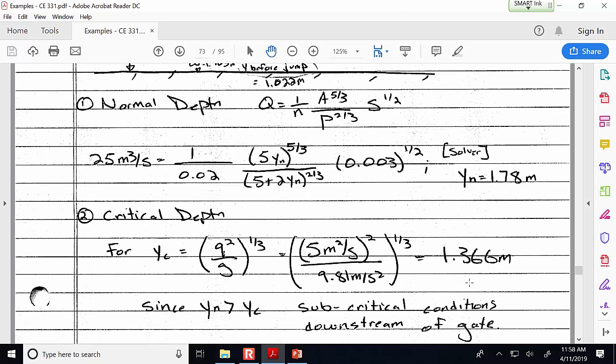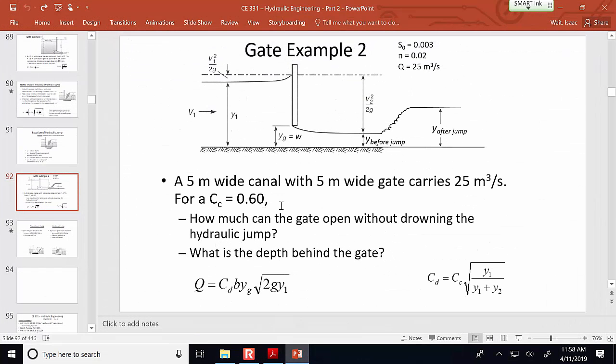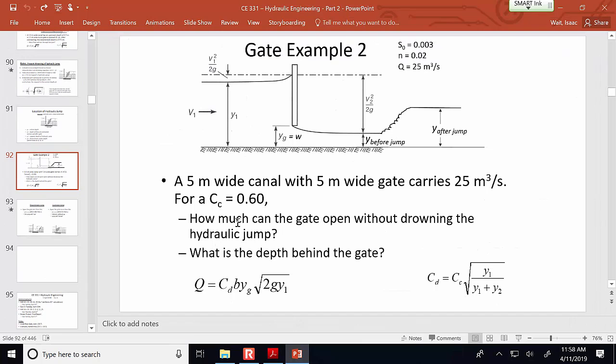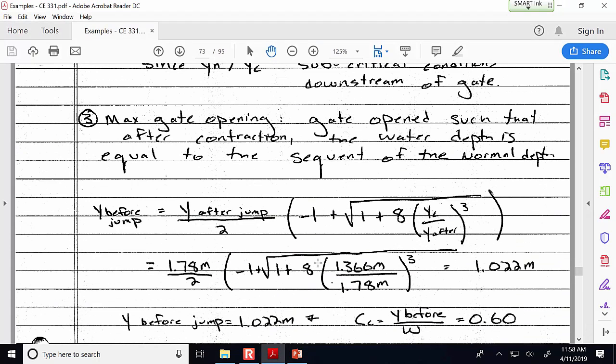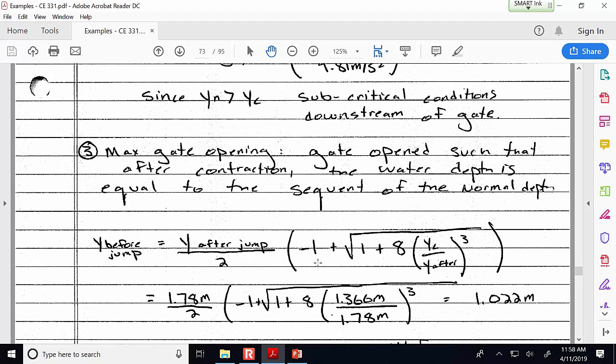Now the third phase, you're using the momentum equation to find what is the depth before the jump. So if I go back here to the sketch in the problem, the y before the jump is what we want to know here. And so we have the y after the jump. The y after the jump is just the normal depth that we calculated. So y after 1.78, then that means that the y before is going to be 1.022.